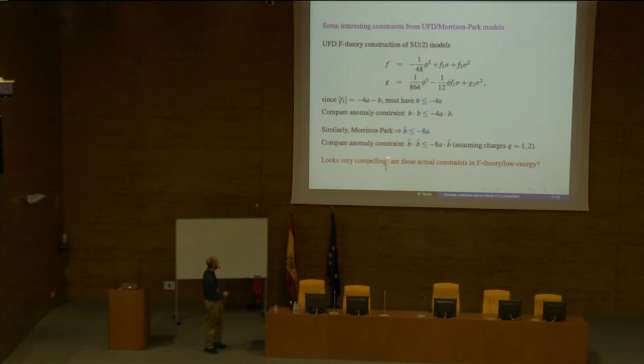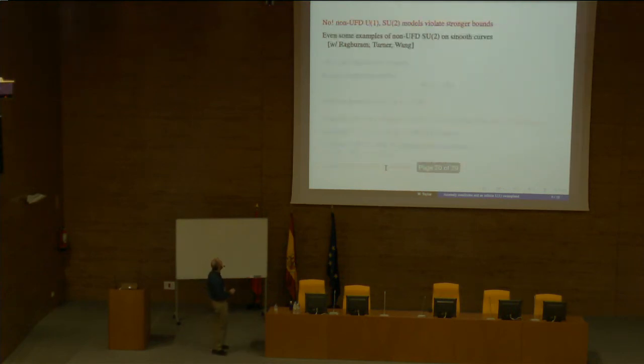Looks very compelling. Are they actual constraints? The problem is they're not. These non-UFD constructions, it turns out, can give U1 and SU2 models that violate those stronger bounds. So this is pretty mysterious. There's some examples of that with Nikhil and Andrew and Yinan Wang, with whom we're working on understanding those better.